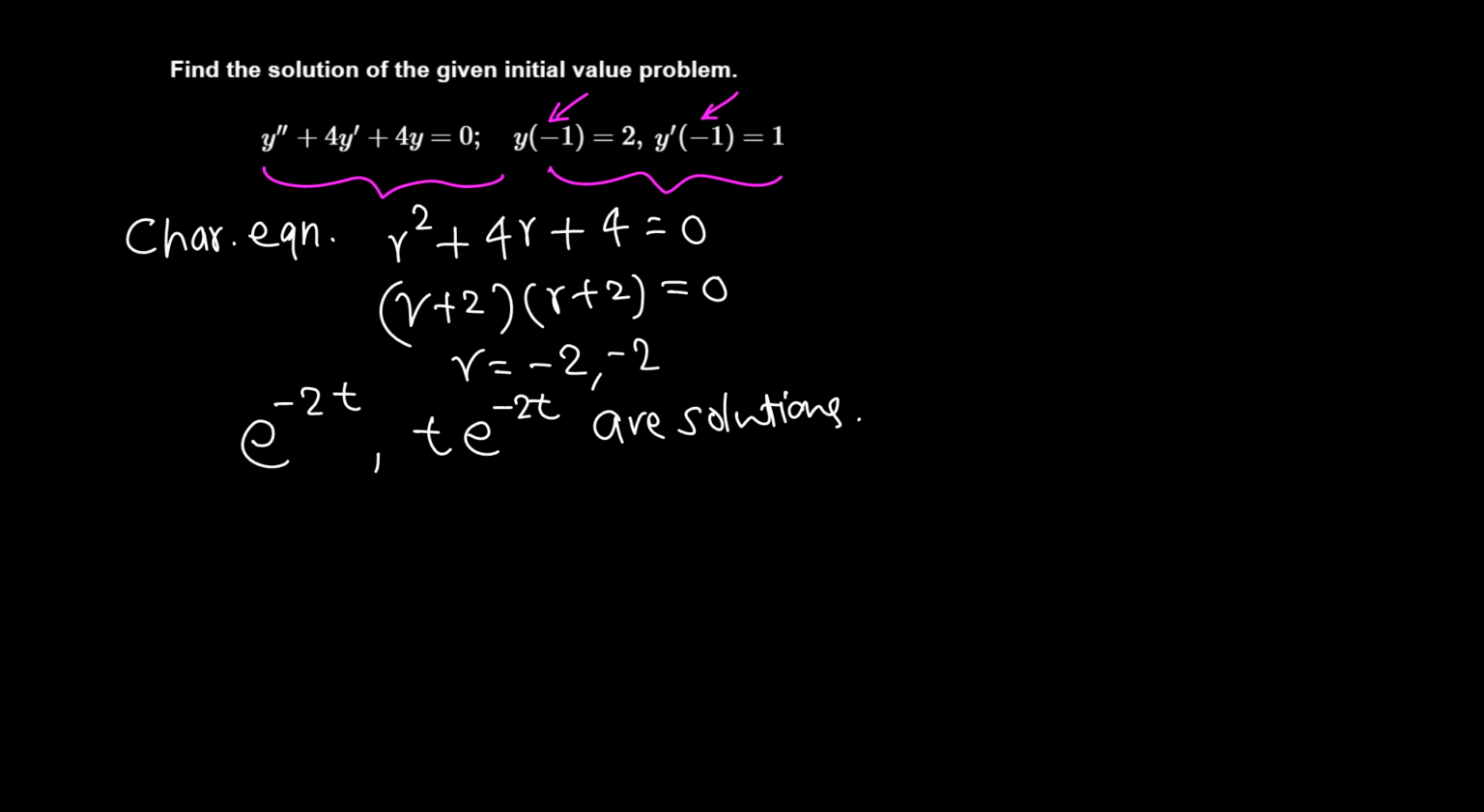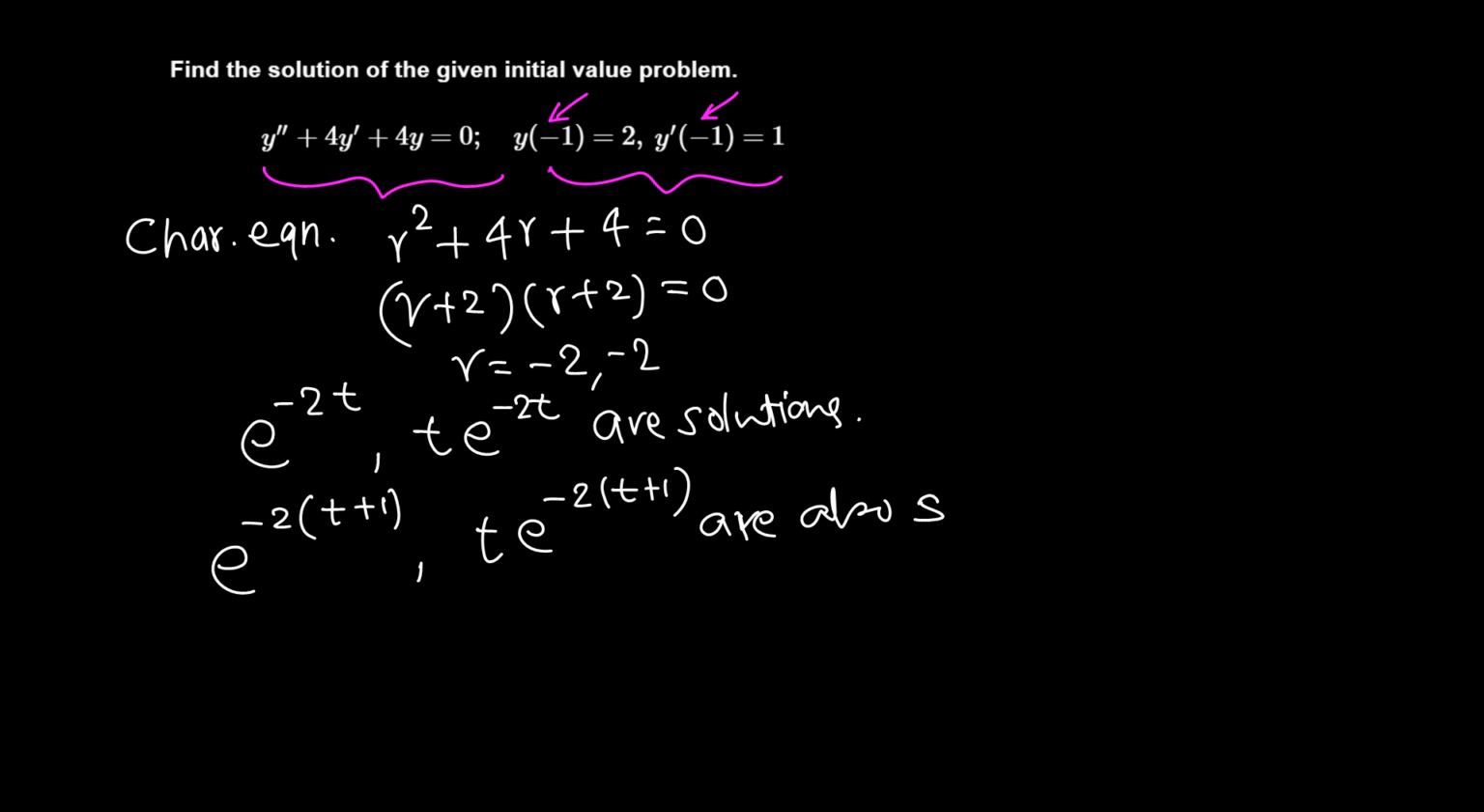Since these are two solutions, I can write it this way: e raised to negative 2t plus 1, because when I plug in negative 1 from here, negative 1 plus 1 will be 0, and t times e raised to negative 2t plus 1. These are also solutions. So why? We can get these from here by just multiplying by e to the negative 2.